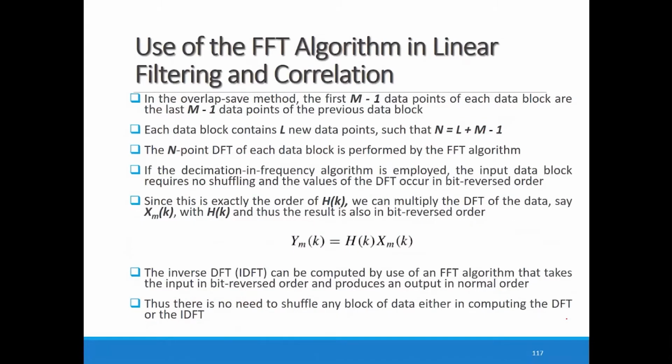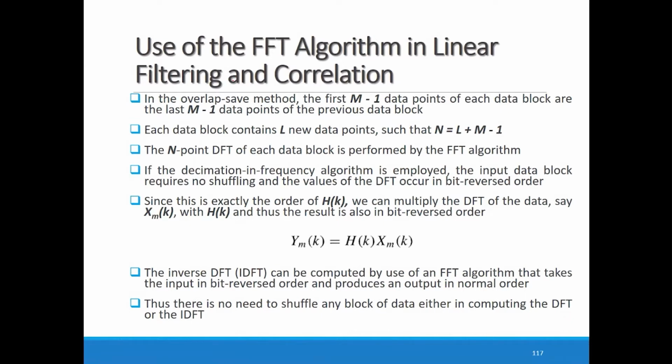Okay. Now in the overlap save method, we are discussing two methods: overlap save and overlap add. You simply have to understand that in the overlap save method, the first M minus 1 data points of each data block are the last M minus 1 data points of the previous data block. This is one repetition: whatever overlap we get, we save, and in the overlap add method, whatever overlap occurs, we add. So here we are just saving that.